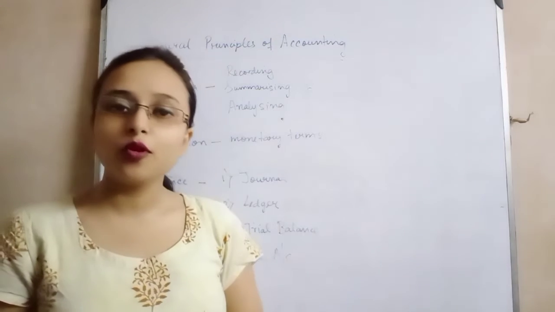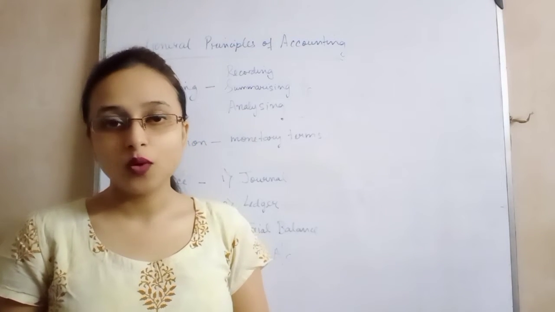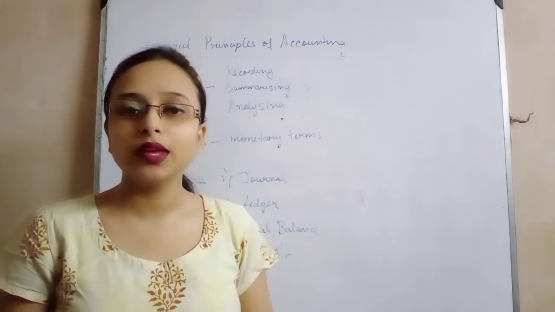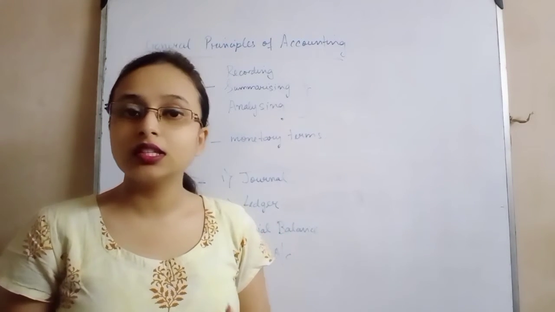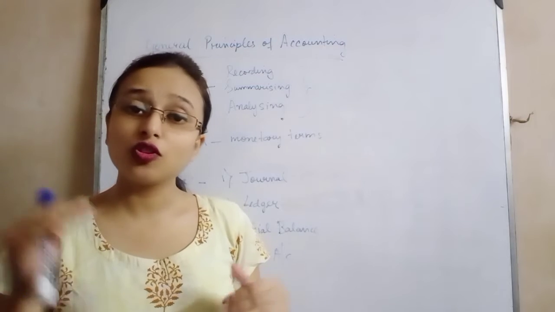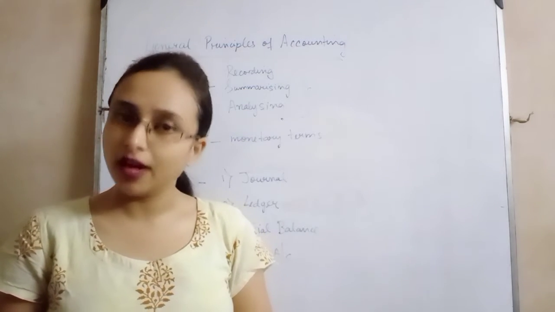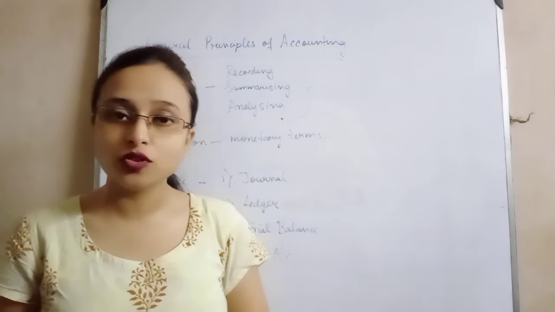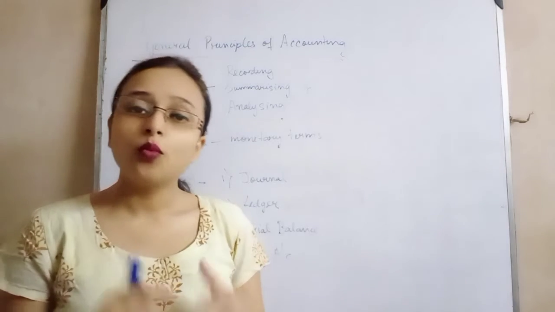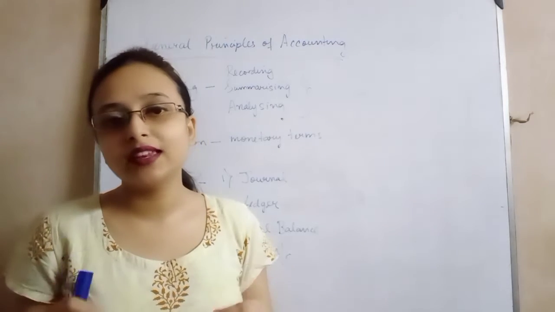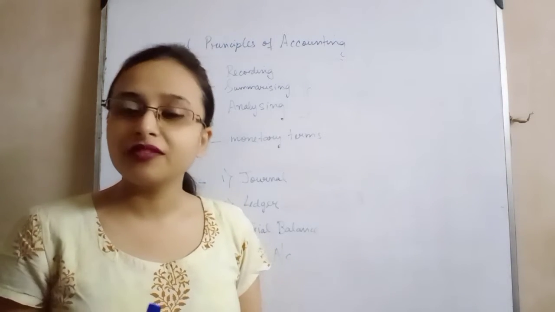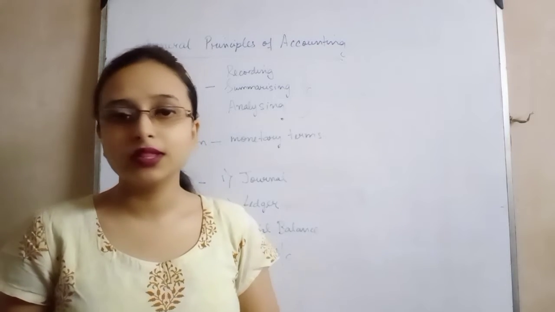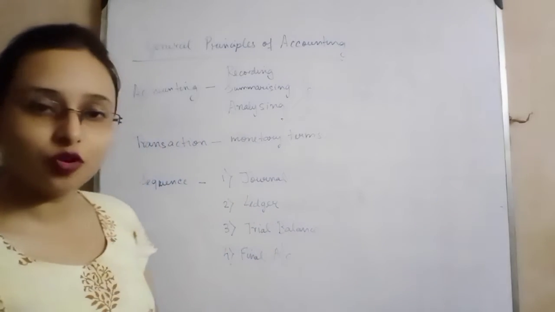The next thing I'm going to do is ledger. What is ledger? Ledger is nothing but whatever we have recorded in our journal, we will cross-post it in the ledger account. I will give you the details of ledger in some other videos. But what is ledger? Whatever we have recorded in our journal, we will cross-post it into the ledger accounts. This is over with the second step, that is, ledger is over.